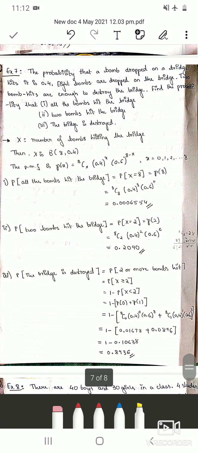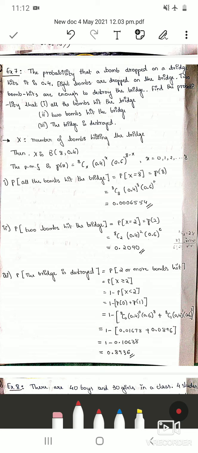So the seventh question is: the probability that a bomb dropped on a bridge hits it is 0.4. 8 bombs are dropped on the bridge. 2 bomb hits are enough to destroy the bridge. Find the probability that all bombs hit the bridge, and that 2 bombs hit the bridge and the bridge is destroyed. So this is an important question.